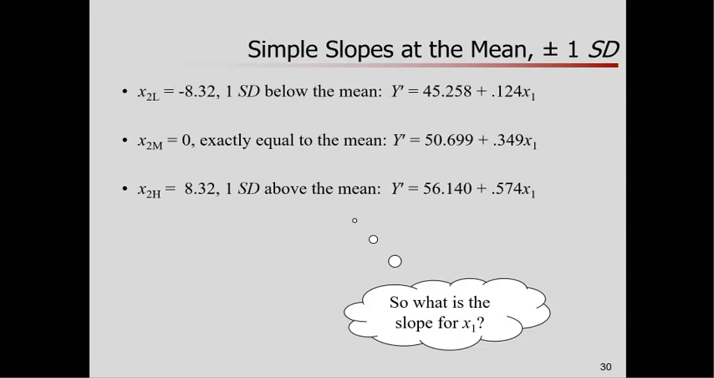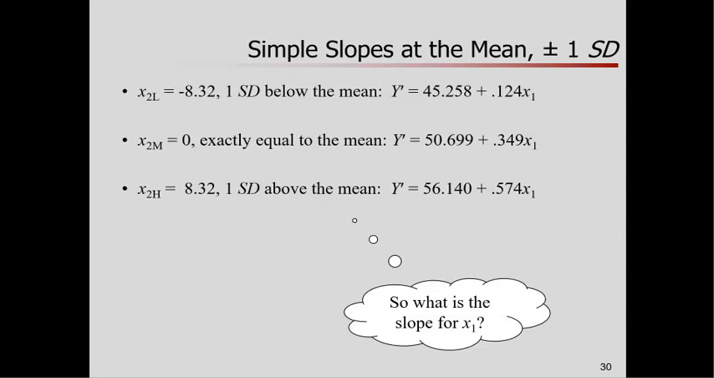We said if you are one standard deviation below the mean on X2, this is the simple regression line for Y relating to X1. If you're at the mean of X2, this is the simple regression line for Y relating to X1. And if you're one standard deviation above the mean on X2, this is the regression line relating Y to X1. So, what is the regression line relating Y to X1? What is the slope for X1 in this situation? What's the answer? It depends.